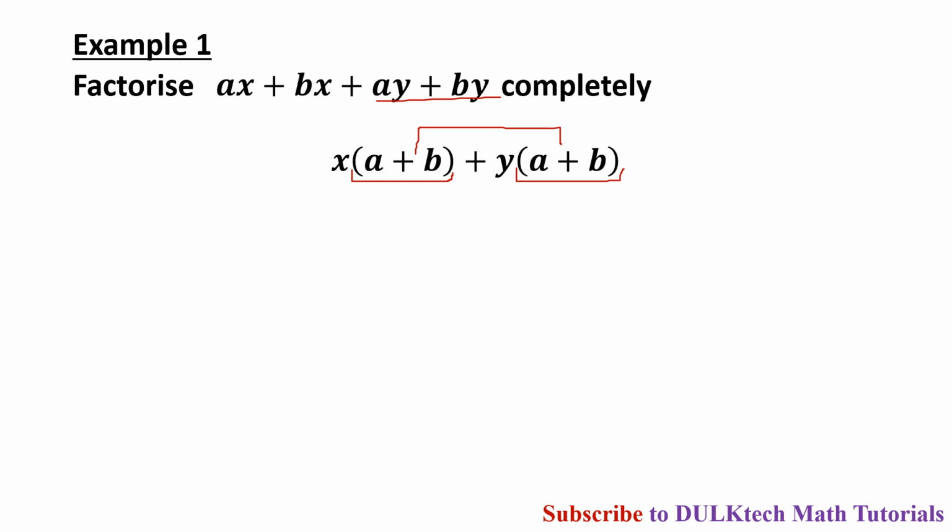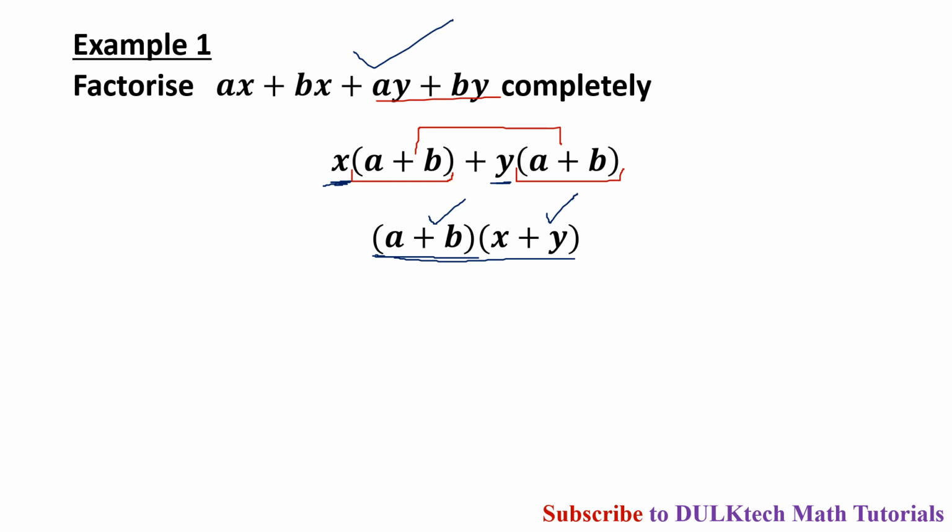If we take out a plus b out of the brackets, here we remain with x only. And if we take out a plus b here, we remain with y. So if we take out a plus b, we remain with x plus y in the brackets. And by so doing, we have expressed the original expression as a product of its factors. The factors of this expression are a plus b and x plus y. So we have factorized completely.